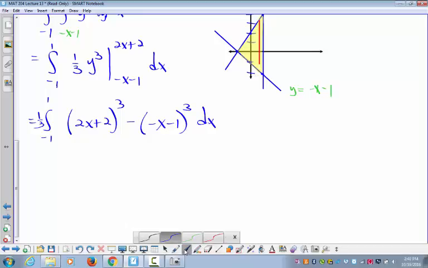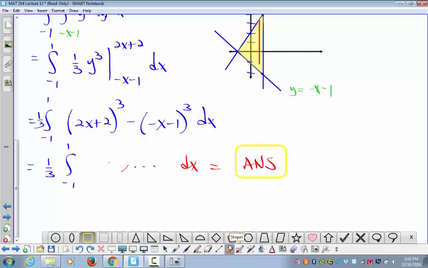To cube or not to cube? How about not? I like that idea. You know how to cube it. I don't want to do foiling twice, but you guys know how to do it, right? So cube it out, bunch of x's, and you get the answer. And then you put a box around it.